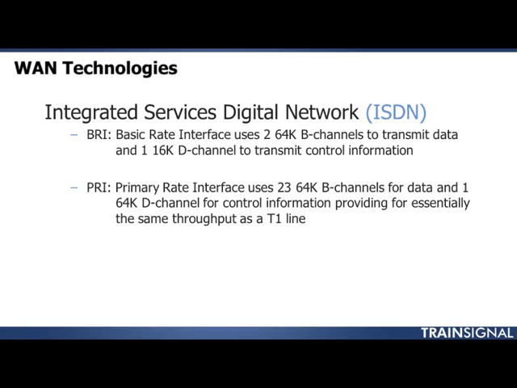Not very fast. And even the primary rate ISDN would give you 23 of those B channels and one D channel. And essentially, if you think about it, that's your 24 64K channels, just like we saw a moment ago with the T1 line. So the idea was getting throughput similar to a T1. And this was one of the first ideas thrown out there as a way to get T1 type connectivity without having to lease an actual T1 line.